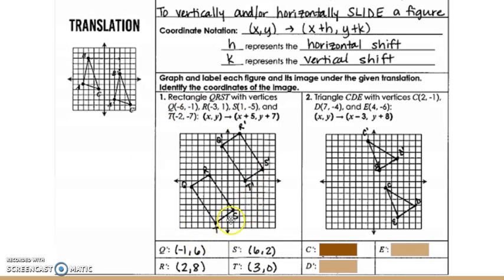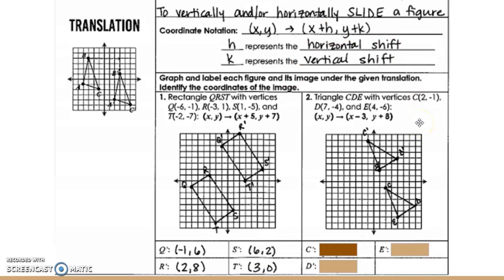On the graph, you can see that I've already graphed our pre-image, so the rectangle QRST, and then I've also graphed our image. We can always double check by counting over and up to make sure that we are in fact going over 5 and up 7. Number 2, we have a triangle.